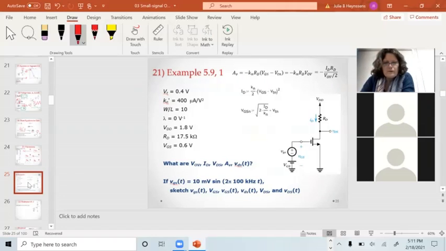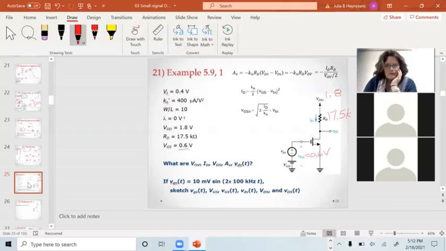So we've got this transistor here, and we haven't figured out how to use the small signal model yet. We just have this equation that works for this particular circuit. We want to figure out, let's see, what do we know? We know VGS is 0.6 volts. That's the DC part. We know RD is 17.5 k ohms. What else do we know? VDD is 1.8.